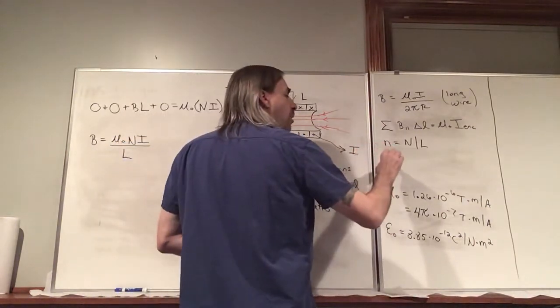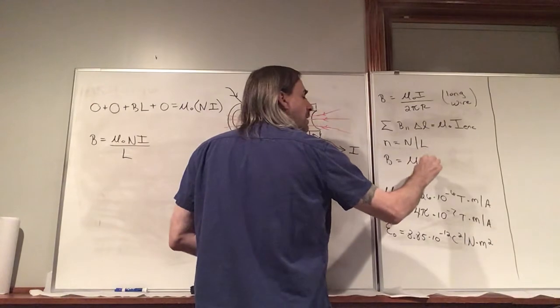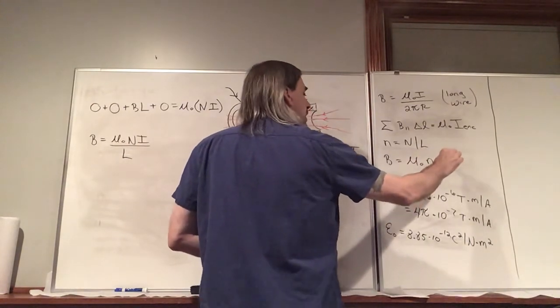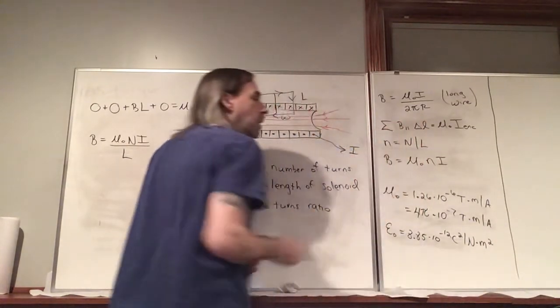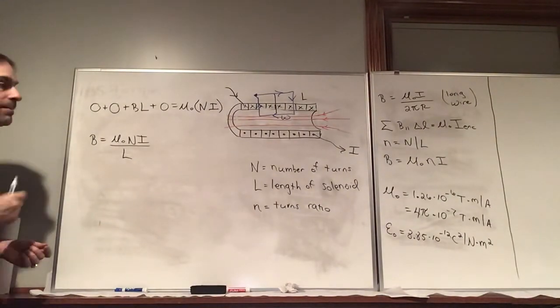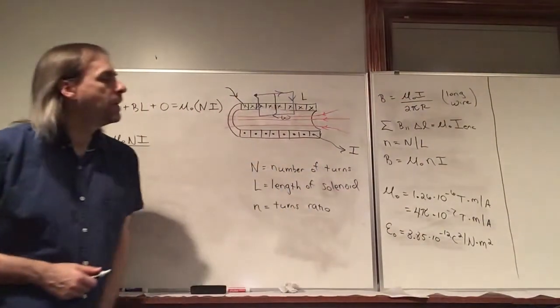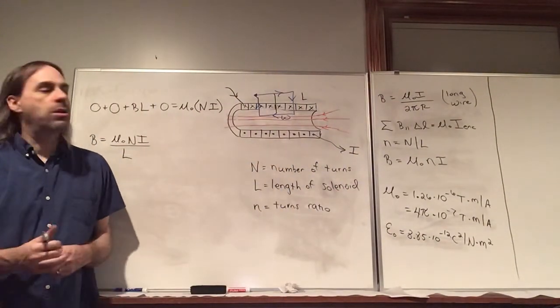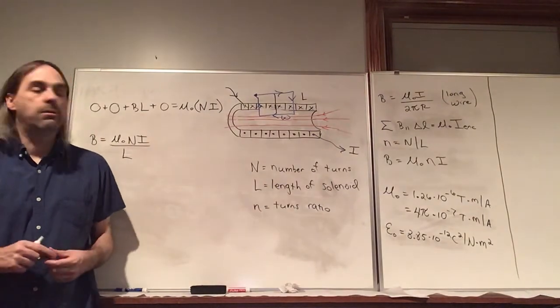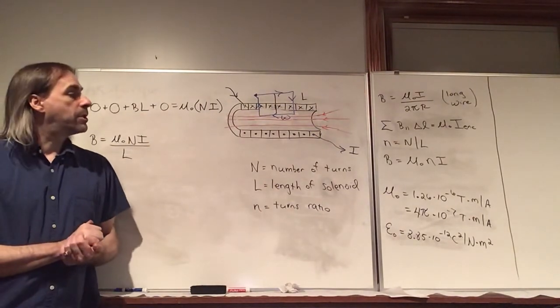So we can say for our solenoid, we get this nice simple expression. B is equal to mu naught little n times I. So this would be the turns ratio. That'd be typically like number of turns per centimeter would probably be the units that we would use.